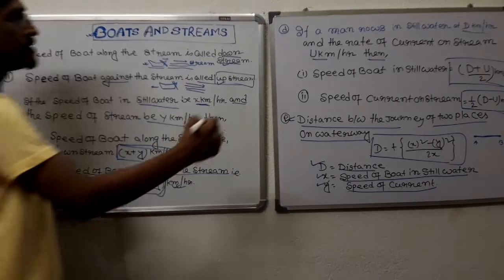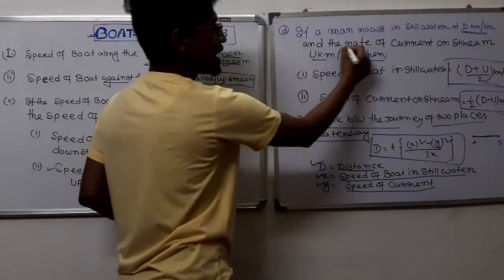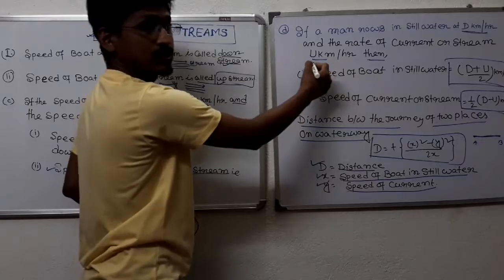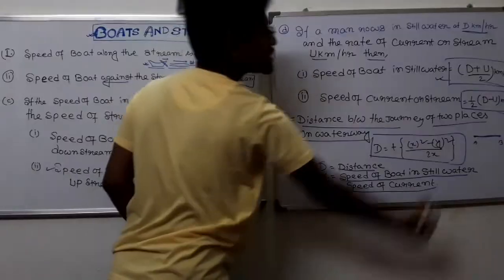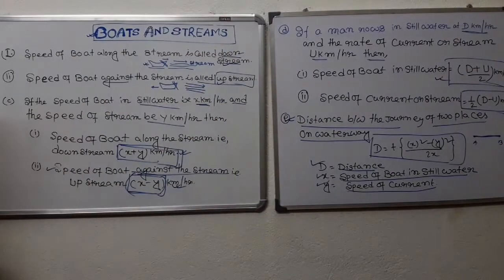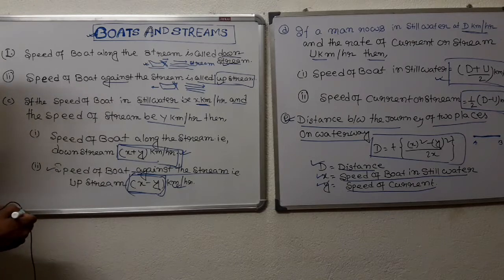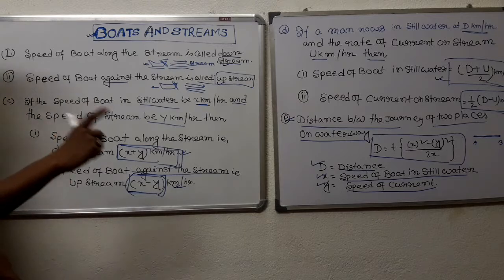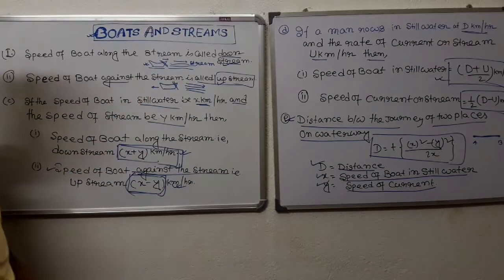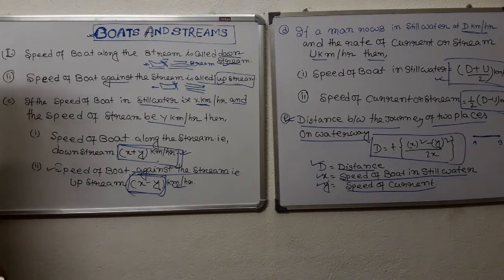Now, if a man rows in still water at d km per hour and the rate of the current or stream is u km per hour, then the speed of the boat in still water is (d plus u) by 2 km per hour. Another is the distance between two places on a waterway, d equals t into (x square minus y square) by 2x, right? Next we will see different problems related to boat and stream.